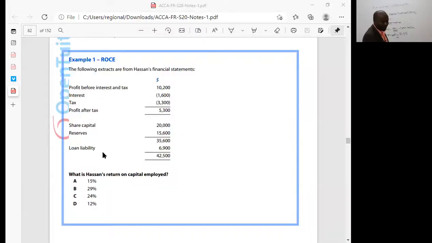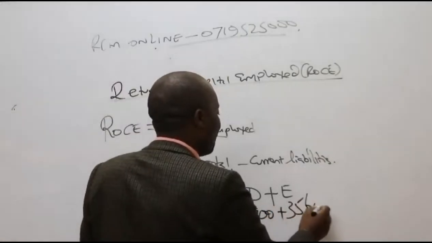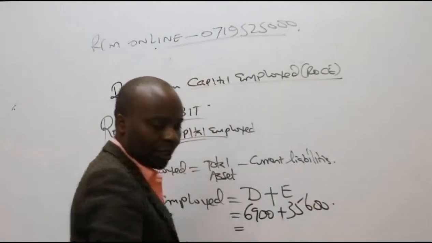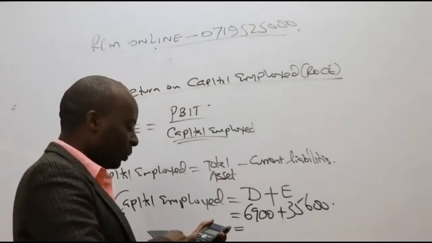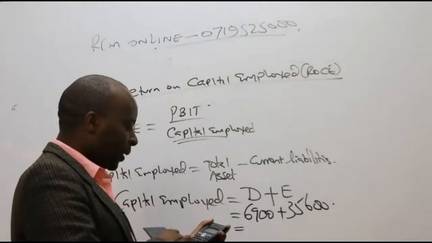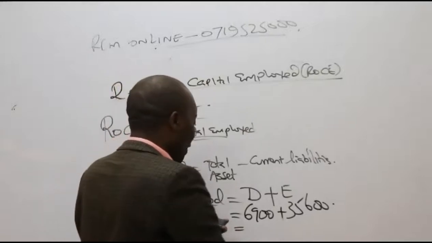So in this particular case, my capital employed will be equal to, you can see we have debt of 6,900, plus the equity owners' funds. You can see the share capital, you can see the reserves. Both of them are adding to 35,600. When you add these two, you get our capital employed, which will be 6,900 plus 35,600, which gives us 42,500.